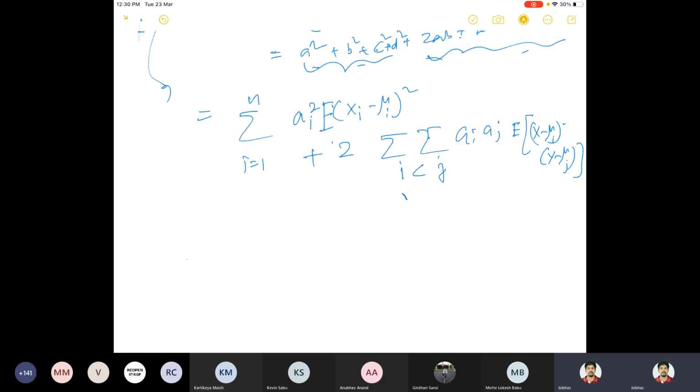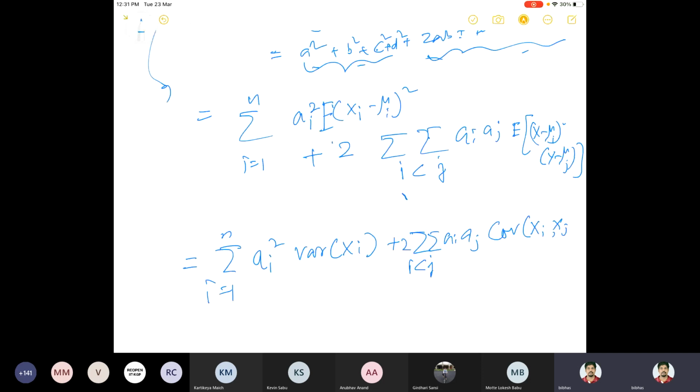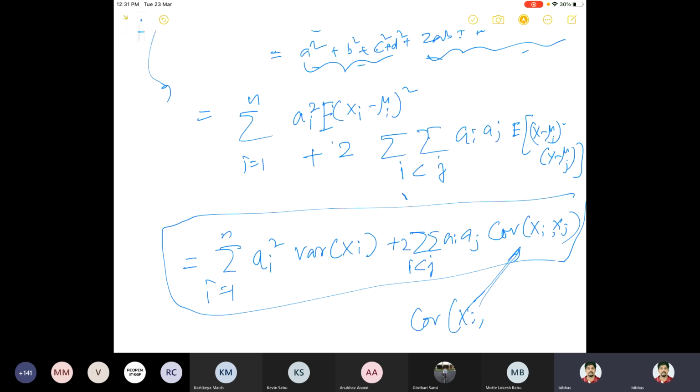So then we can write this as the sum over i equal to 1 to n of ai square times the variance of xi, plus 2 times the double sum over i less than j of ai aj times the covariance of xi xj. This is a formula for calculating the variance of a random variable which is a linear combination of these. Here you can also check that we have used the fact that covariance of xi xj is exactly equal to covariance of xj xi.